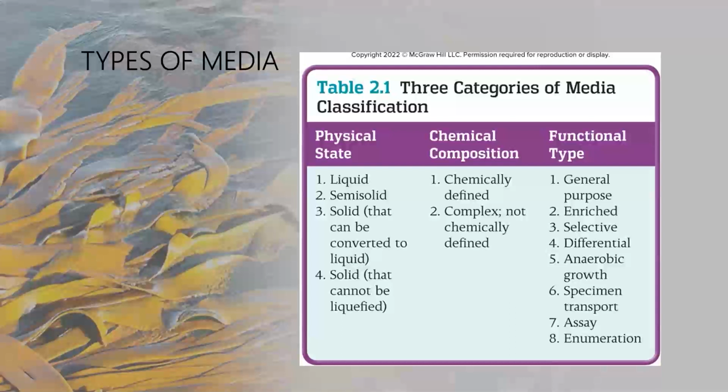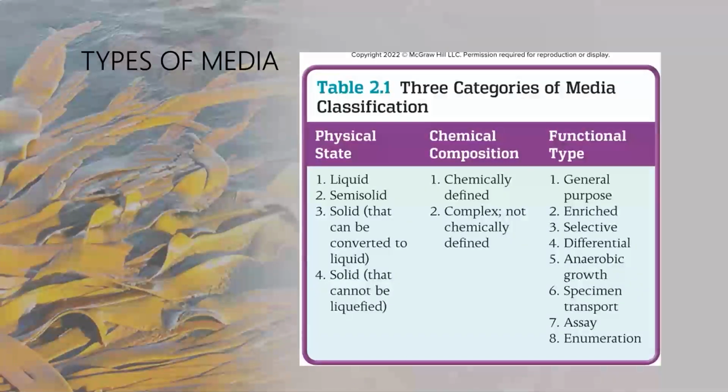Chemical composition speaks to the recipe. So is it chemically defined? Like it has this many amino acids and this much sulfur and this much carbon in it. Very defined, we can weigh it out on the chemistry scale and put it in and it's the same every time? Or is it complex, something more like a blood agar? Well, there's going to be some variation based on the batch of sheep blood that I used. It's still blood agar every time, but it's not perfectly identical. So composition can be a difference.